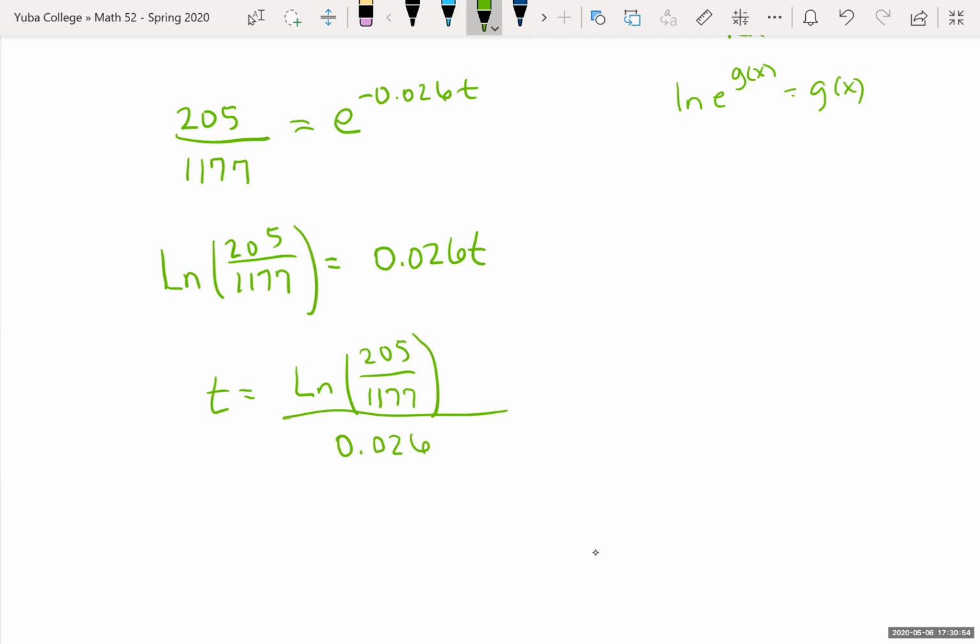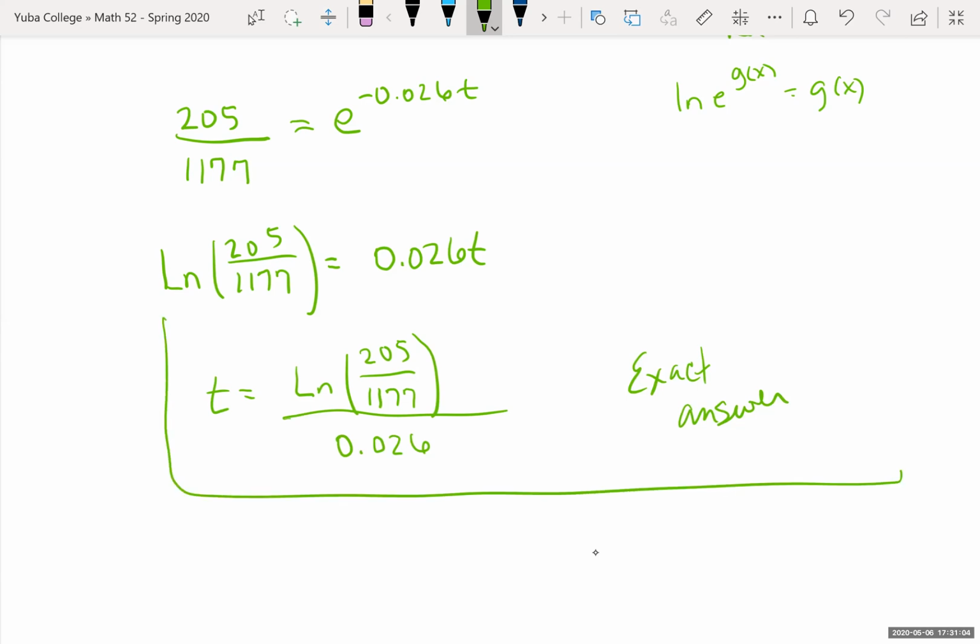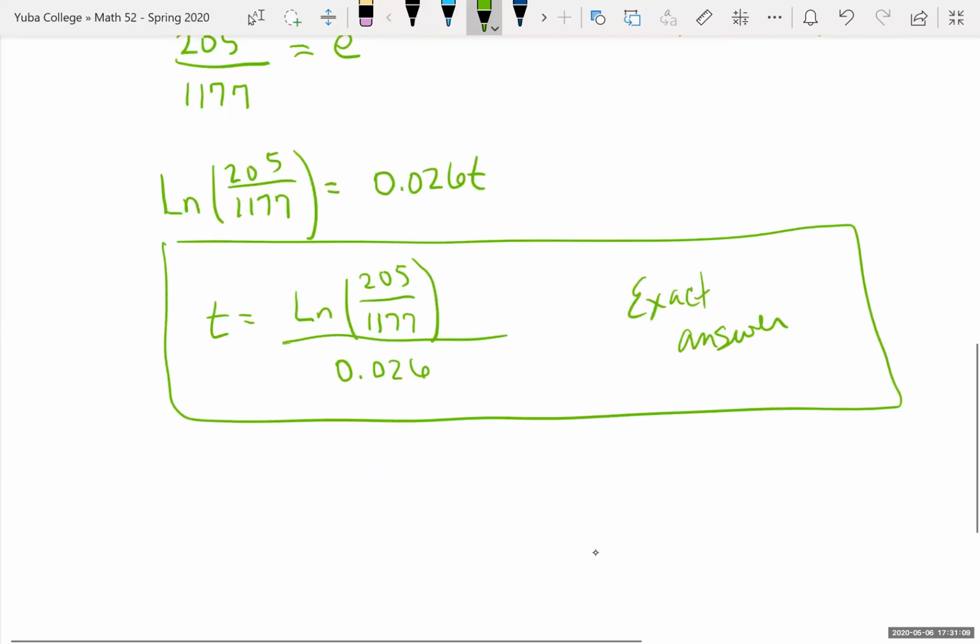And so if they ask for the exact answer, this is what it is. But to us, that probably doesn't mean too much. And so if they asked you to estimate it, we're going to plug it into the calculator. And so a natural log of 205 divided by 1,177 in parentheses on that natural log, and then divide by 0.026.